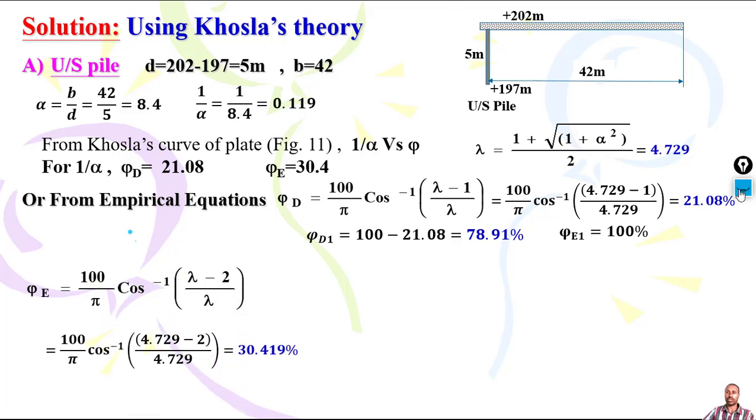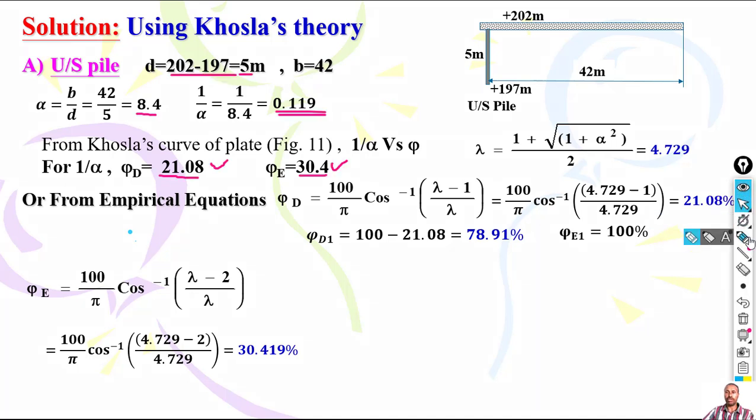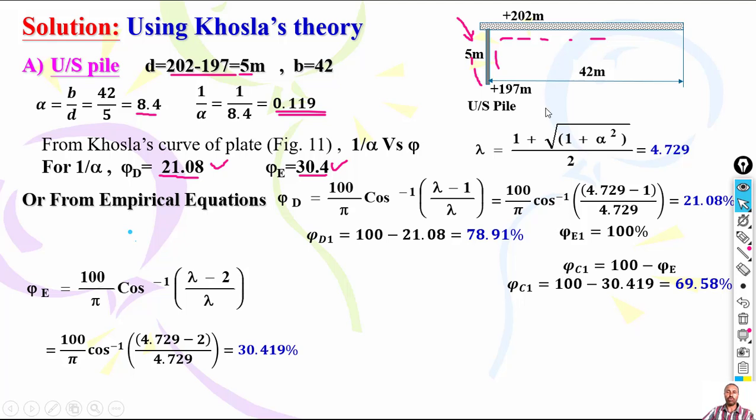This is the entrance. The seeping water is entering through this point, so at 100% it will enter. Then finally it will go like this, then it will go like this under the base of the floor of the weir. As much as possible, you have to determine phi C1, which is this one. So phi C1 will be 100 minus phi E, so 69.58%. This is the result.